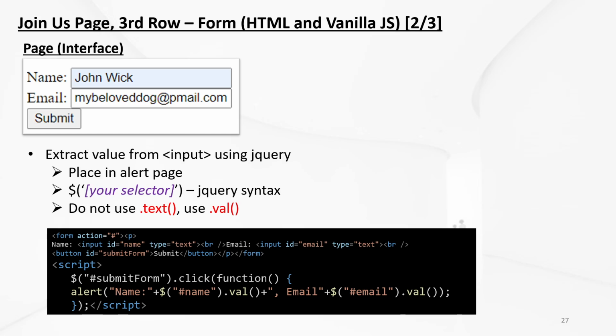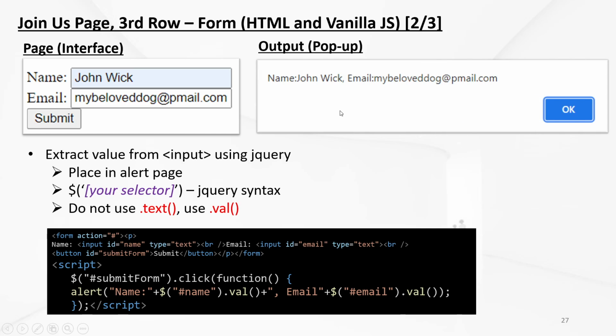What we now aim to do after having this is, when we press the submit button, we want to transfer this value over to alert window. And to do so, we want to extract this value from the input field by referencing to HTML DOM using JQuery.